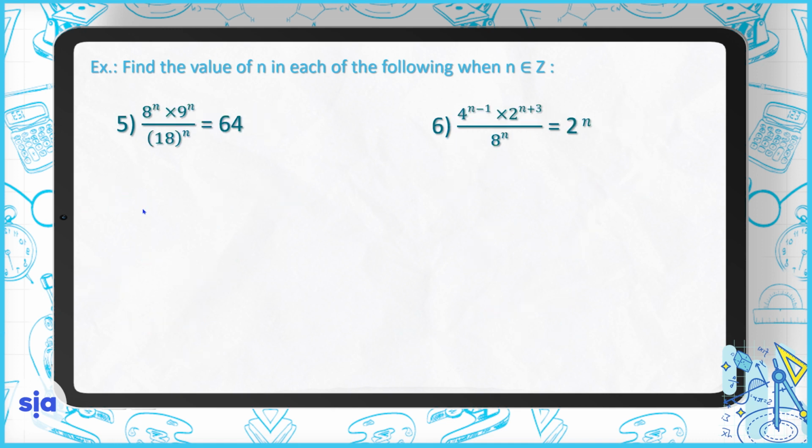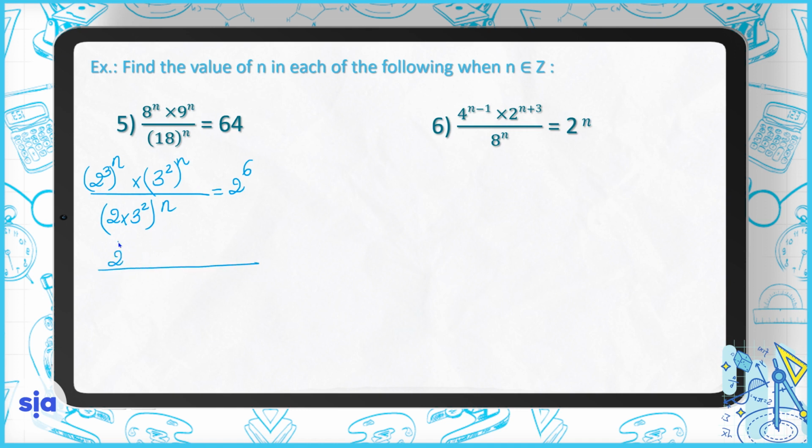Question number 5. We have 8, 9, and 18, and 64. We'll try to make a prime factorization to the bases to find the common bases. So here in this one, the 8 is 2 to the power of 3, all to the power of n. The 9 is 3 to the power of 2, all to the power of n. And here the 18 is 2 times 3 power 2, all to the power of n. And the 64 is 2 to the power of 6.